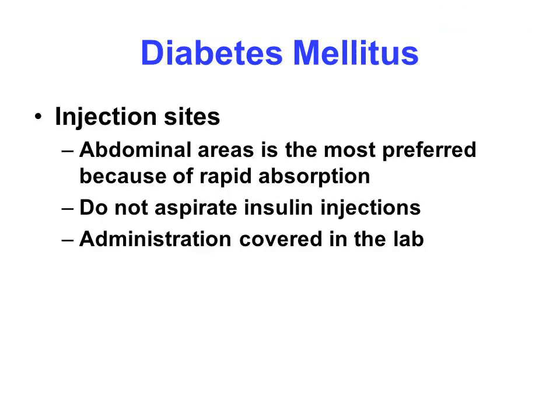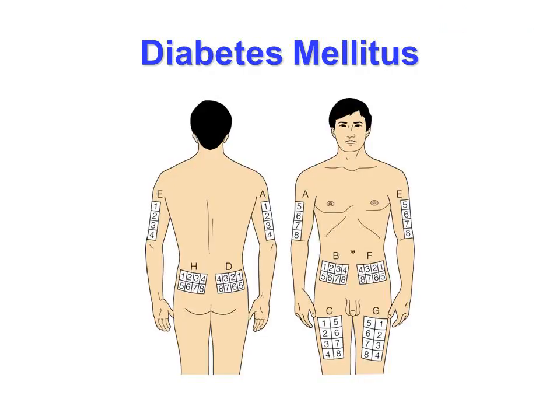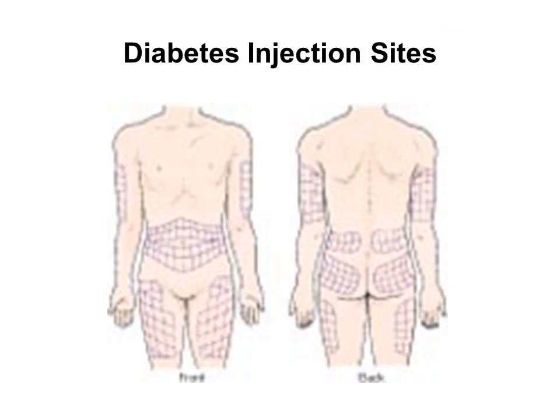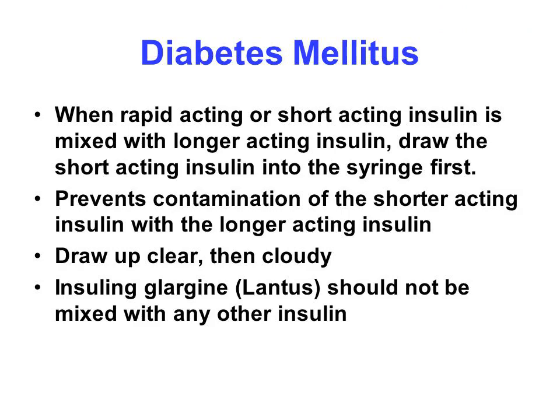Diabetes mellitus. Injection sites. Abdominal area is the most preferred because of rapid absorption. Do not aspirate insulin injections. Administration covered in the lab. Diabetes mellitus. Diabetes injection sites.